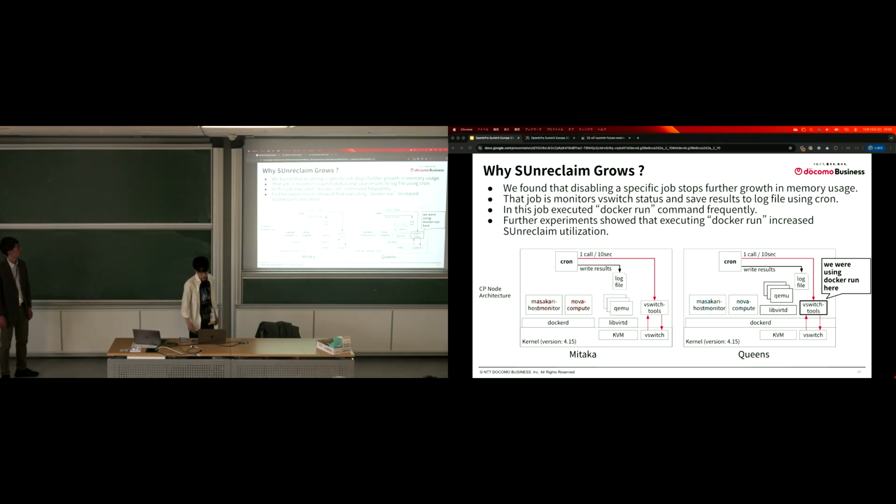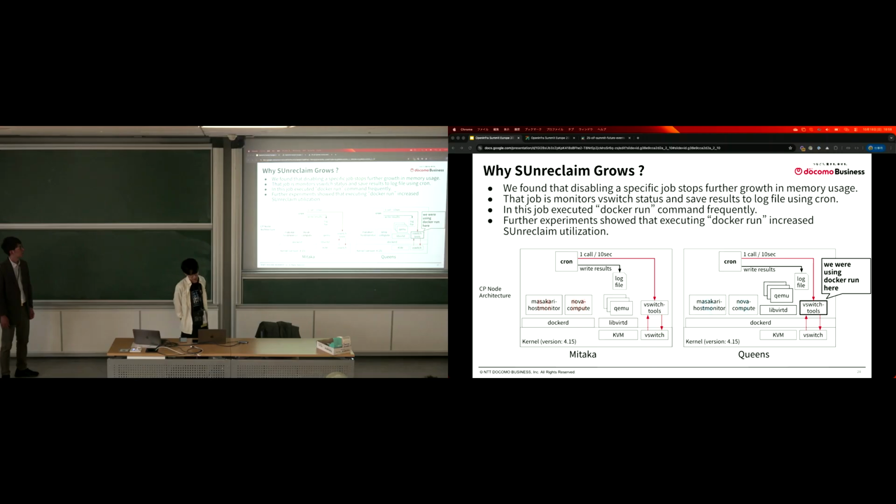We found the cause by stopping each process in turn and comparing the rate of memory growth. The issue was a cron job that periodically invoked vSwitch tools. The tools manage the vSwitch, and we containerized it as part of the upgrade.